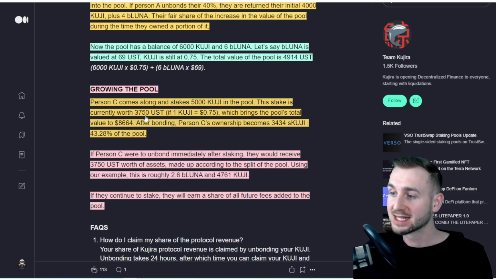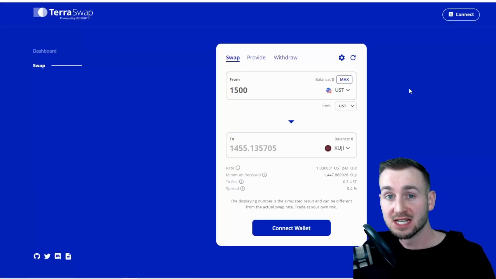So they wouldn't get just the 3,750 they put in, they're going to get a value of the pool. So they would get 2.6 B Luna and 4,761 Kuji. So less Kuji than they put in, but B Luna, which they did not put in, they're retrieving from the pool. So the kicker here is that if they continue to stake, they will earn a share of all future fees that get added to the pool. Thus, a long-term time horizon with this one means your claim on the pool as it grows will become bigger and bigger and bigger. So the system really incentivizes staking and punishes those who do unstake. So this is a very smart flywheel.